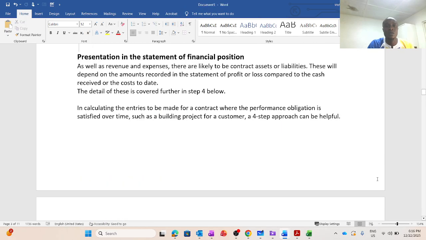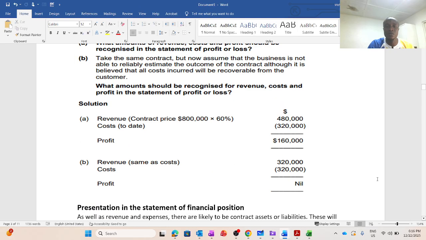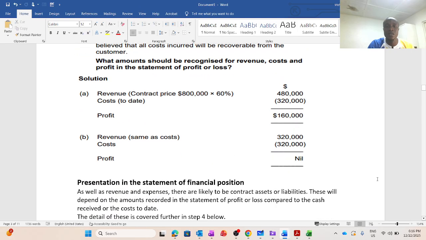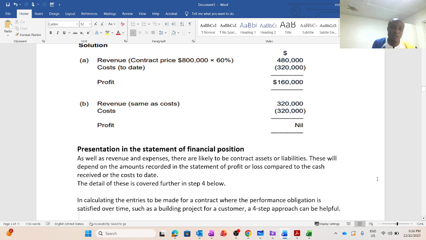Now, due to the contract agreement, we might have contract assets or contract liabilities. If we are talking about contract assets, going back to the definition of an asset, looking at the conceptual framework, and going back to the definition of liability, the contract agreement might result in a contract asset or a contract liability, depending on the cash amount that is received to date. Very important point. So we are going to understand it further.